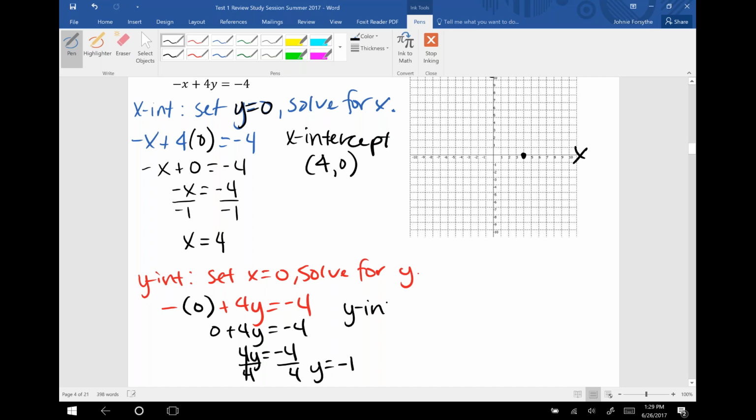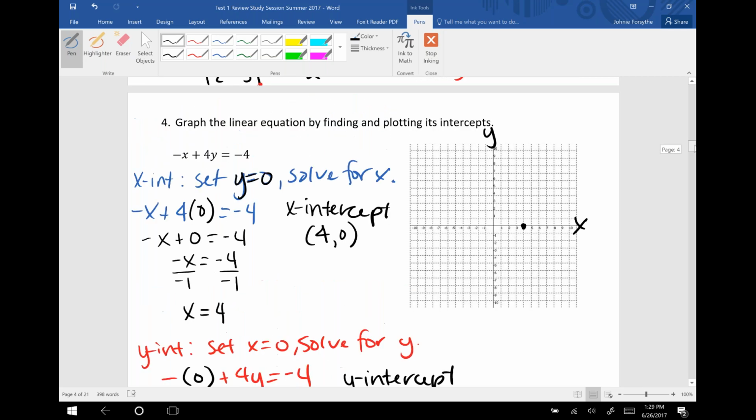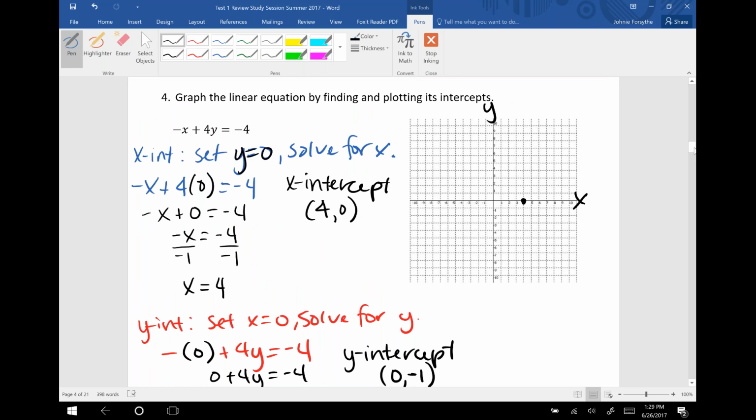As an ordered pair, like a point, x comma y, that would be 0 comma negative 1. So to graph that, I'm going to go to negative 1 on the y-axis and plot that point. You only need 2 points to make a line. So I have my 2 points, and we're going to graph it just like that. So we have graphed our equation by using intercepts.